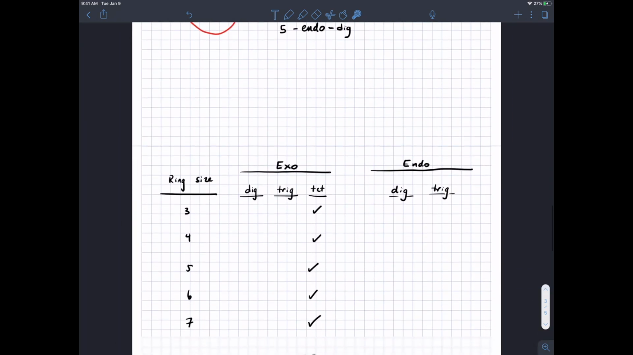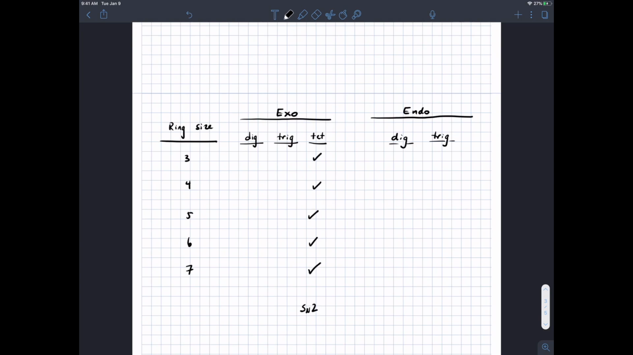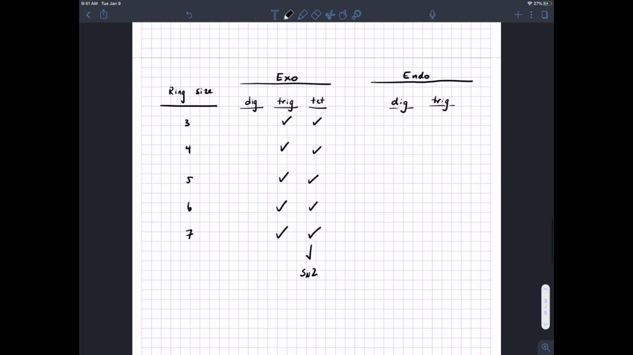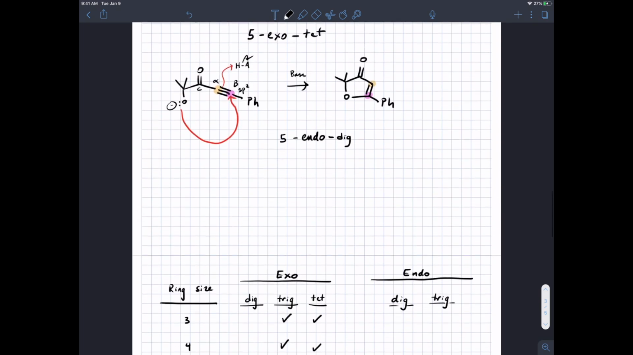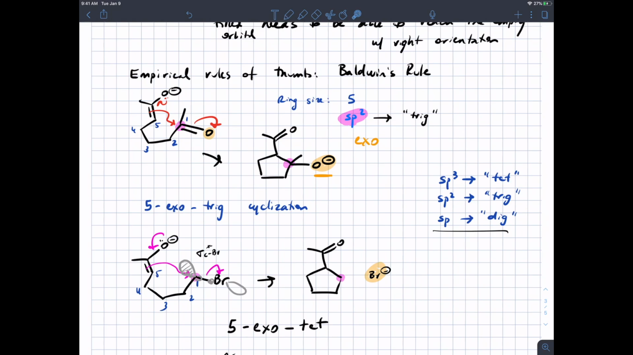Okay. And it turns out that all of the exotrig cyclizations are good as well. And you can think of these as mostly being 1,2 additions to carbonyls. And the reason that works is, if you look at it, that even at very small ring sizes, even if the ring size were only 3, your nucleophile could be sort of in the right space to approach that pi bond from the Bürgi-Dunitz angle.